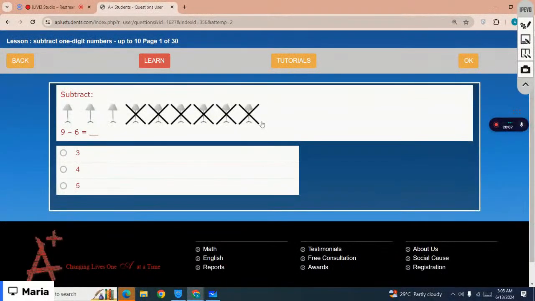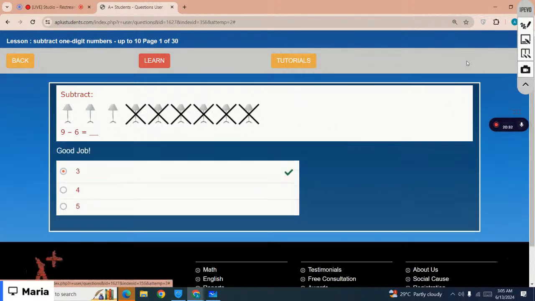Subtract 9 take away 6. So, which is the correct option? The total lamps are 9. 6 of them are crossed. You need to count the ones that are not crossed. So, which is the correct option? Yes, very good. That's option number 1. So, that means 9 take away 6 is 3. You need to count the ones that are not crossed. 1, 2, 3. So, 9 take away 6 is 3. Got it? The correct option is 3.